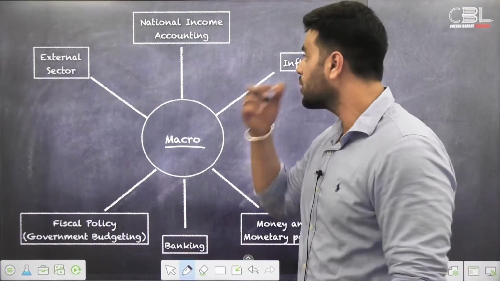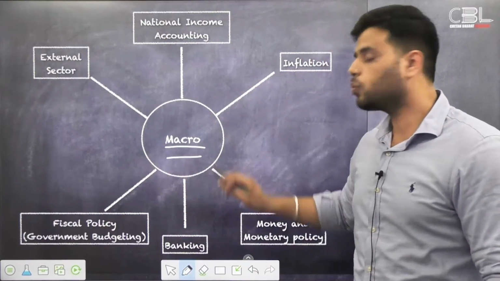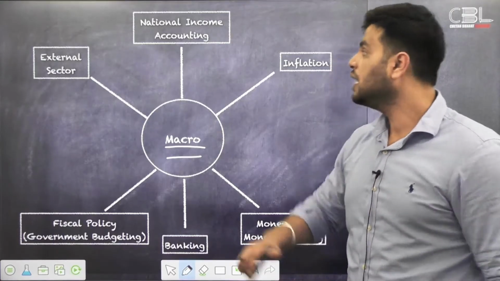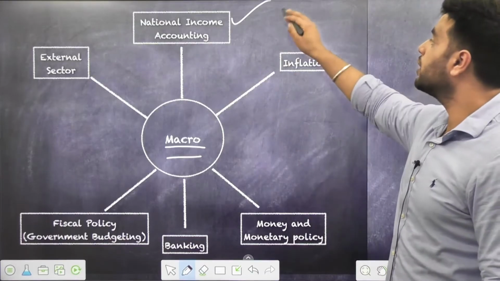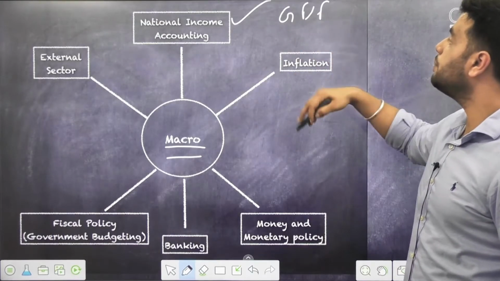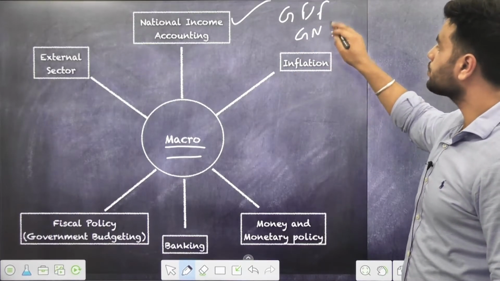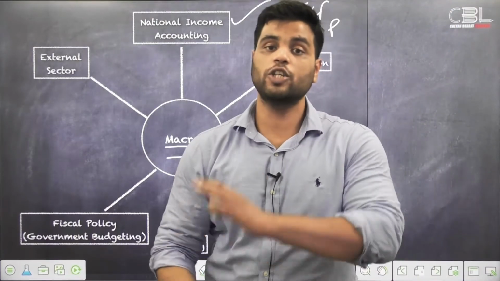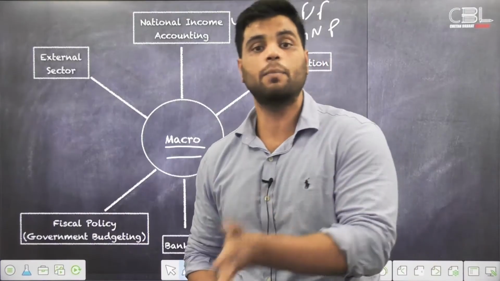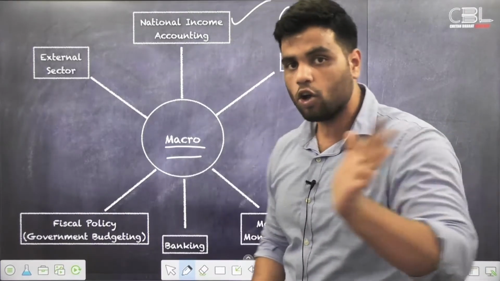and this portion of economy would be covered in various lectures. All right. So number 1, when we'll start with macroeconomics, that is lecture number 2, we'll start with national income accounting. Now, in national income accounting, you'll be understanding the concepts of GDP, GNP. All right. What is GDP? What is GNP? What is GDP at basic prices? What is GDP at market prices? All right. We'll be covering all these things.